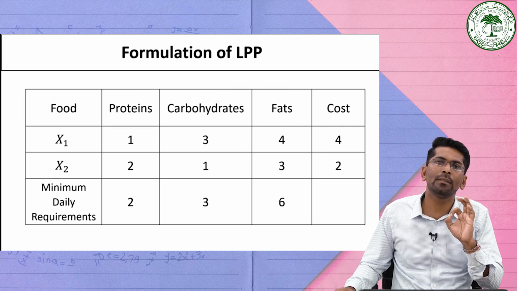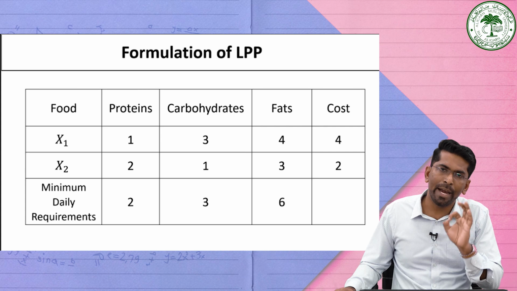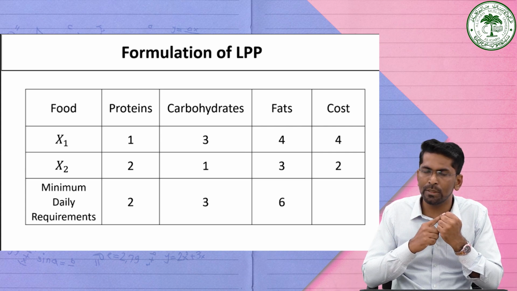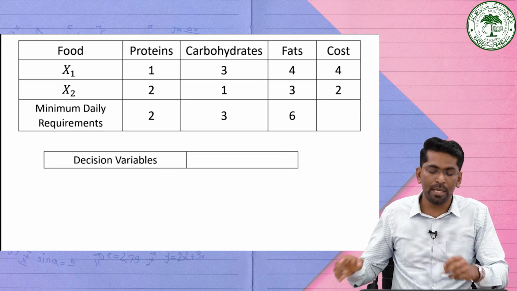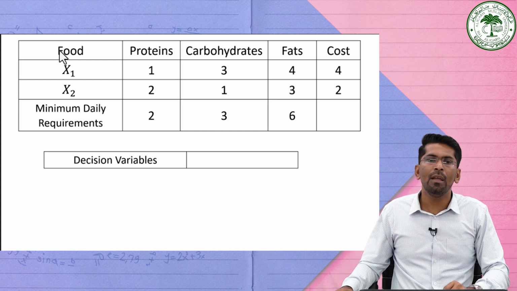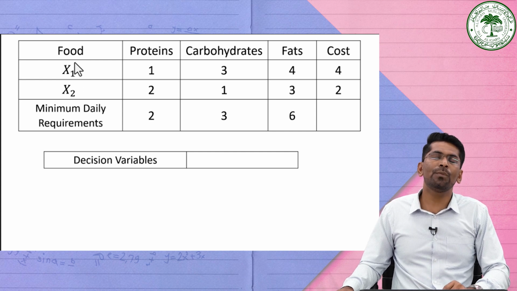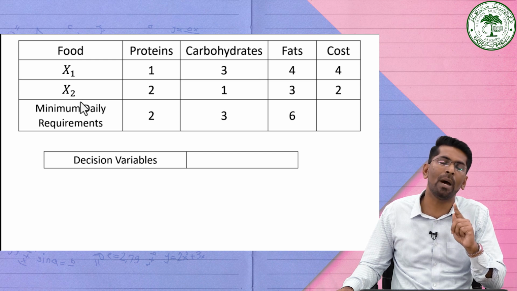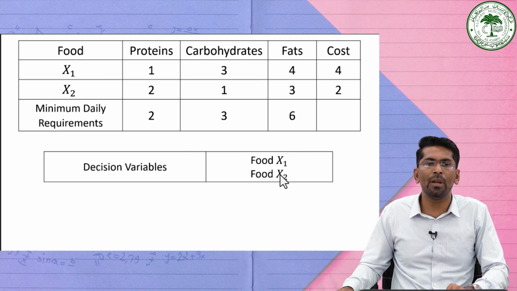By using this particular table, we can now formulate the various decision variables, then identify the objective function, then the various limitations, and non-negativity. So the first thing is to find the decision variables. We already said it is how many units of food X1 and X2 the poor patient buys. So the decision variables will be food X1 and food X2.